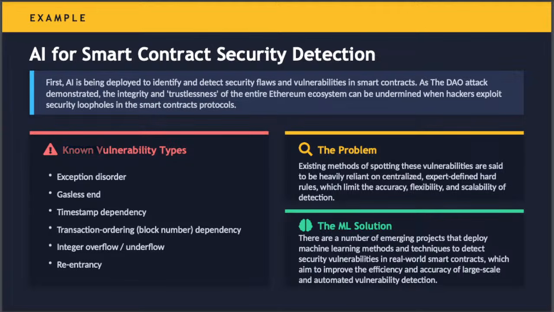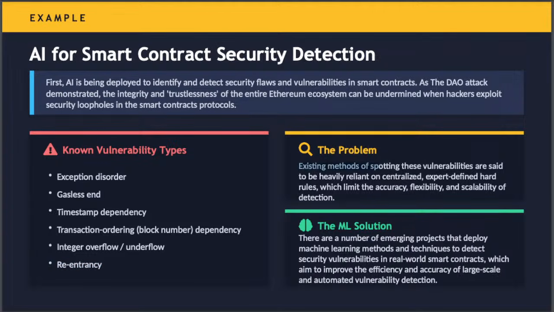So we got to look at these known vulnerability types. There's the exception disorder, gasless send, timestamp dependency, the transaction ordering, the block number dependency, and the integer overflow, underflow, and reentrancy. So we're not going to get into those details, but those are the known types.